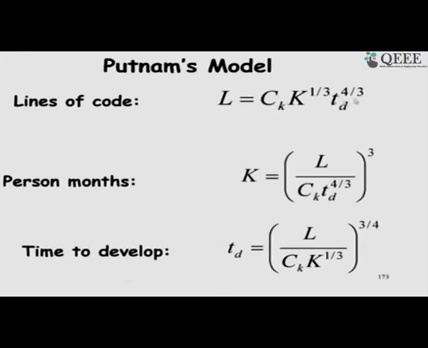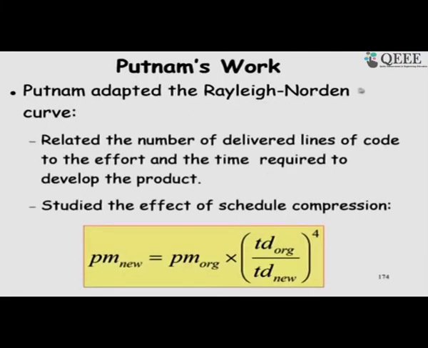So, in the model based on lines of code we get this. Lines of code is Ck times K to the 1 by 3, times development time to the 4 by 3. Just rewriting this, we obtain the person months K in terms of lines of code, divided by the constant times development time to the 4 by 3, the whole to the power 3. Similarly, we get the expression for the time to develop.